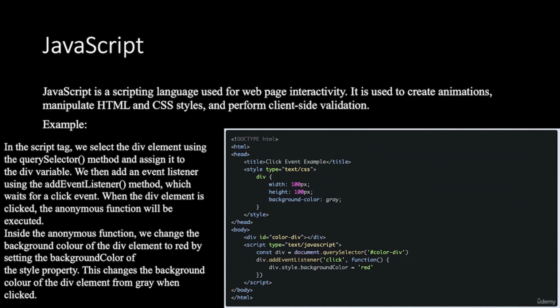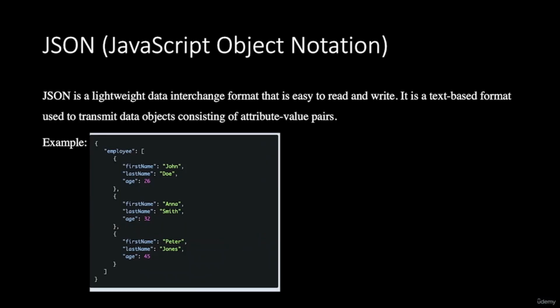So as an example here, we have a web page which has a script tag at the bottom, whereby we select the div element using the querySelector method and assign it to the div variable, after which we add an event listener using the addEventListener method, which waits for a click event. When it's clicked, the anonymous function will be executed. Inside it, we have some code that will change the background color of the div element to red by editing the background color. So moving on to JSON.